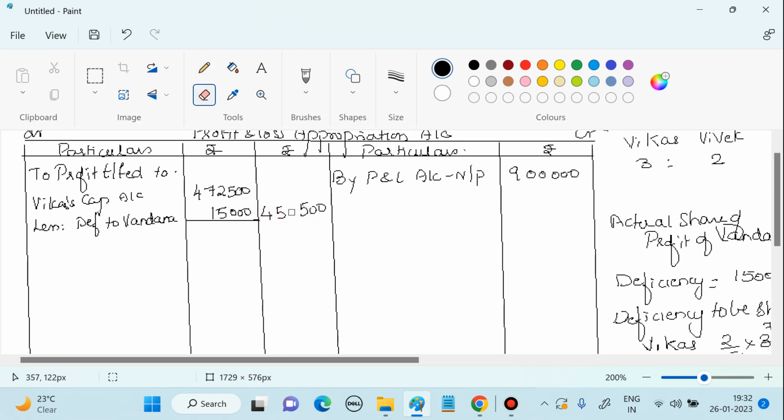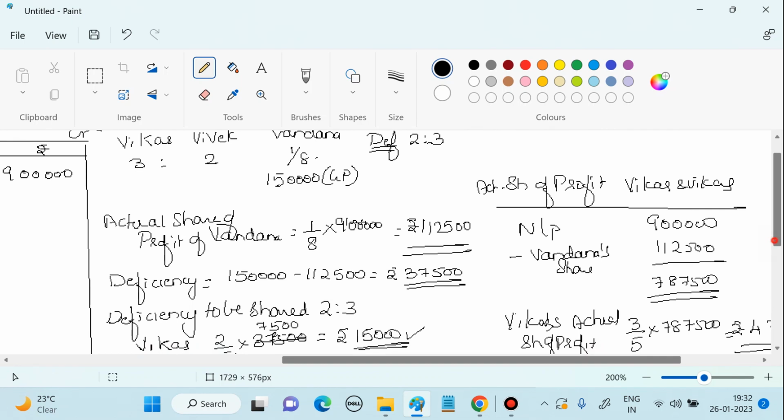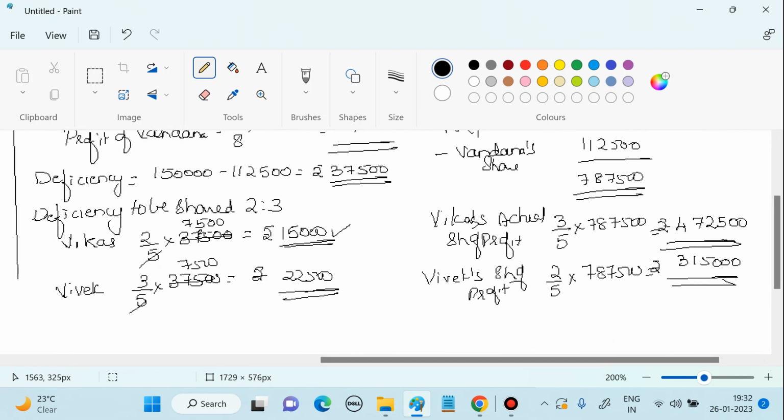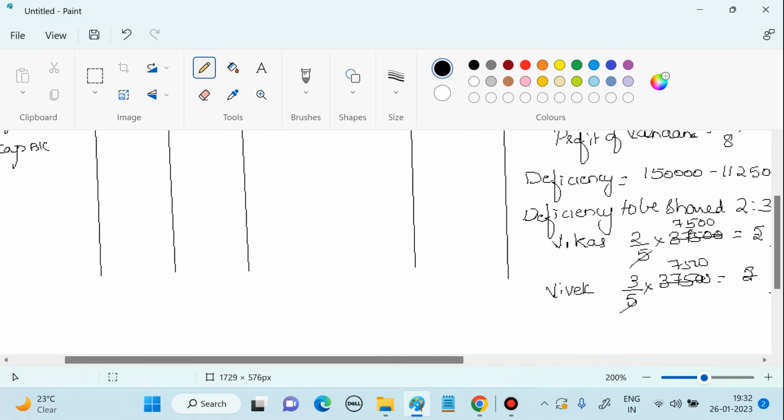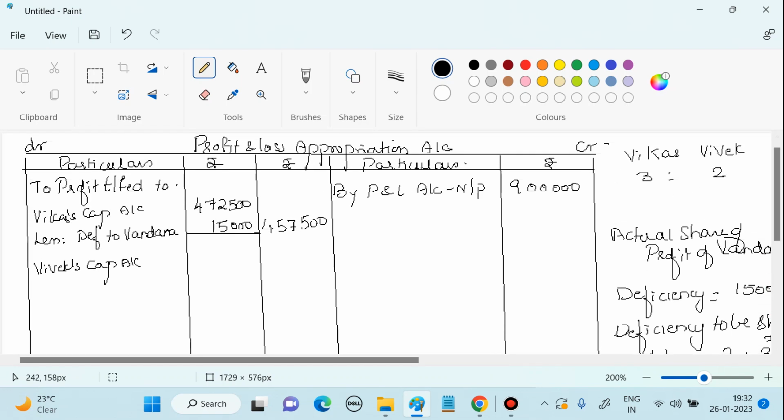Sorry, it is 7 not 5. 4,57,500. Then for Vivek, what was his actual share of profit we got? 2/5 of the remaining profit, 3,15,000. From that, he will give up 22,500. So write that here. 3,15,000 less deficiency given to Vandana. He is giving up 22,500. So 7,500 more means 2,92,500.